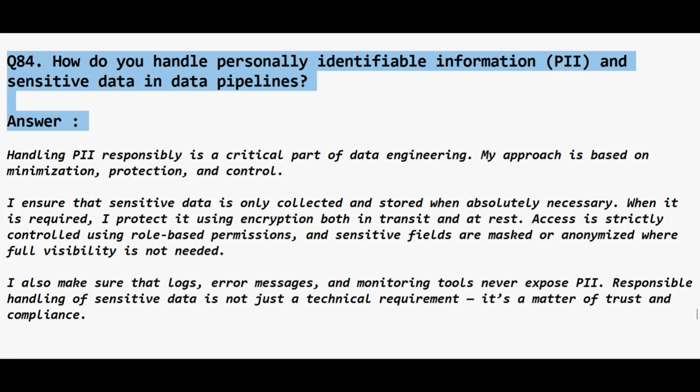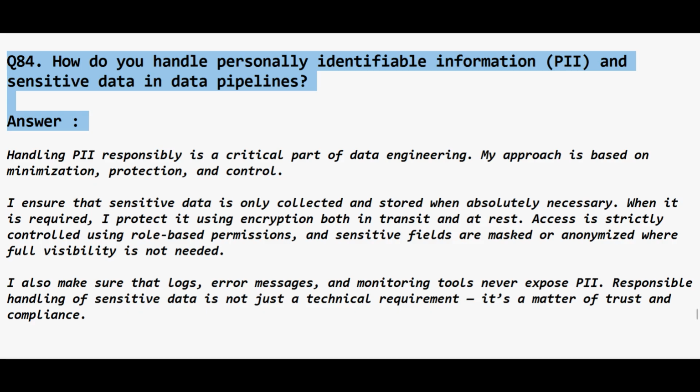Question 84. How do you handle personally identifiable information, PII, and sensitive data in data pipelines? Answer. Handling PII responsibly is a critical part of data engineering. My approach is based on minimization, protection, and control. I ensure that sensitive data is only collected and stored when absolutely necessary. When it is required, I protect it using encryption both in transit and at rest.